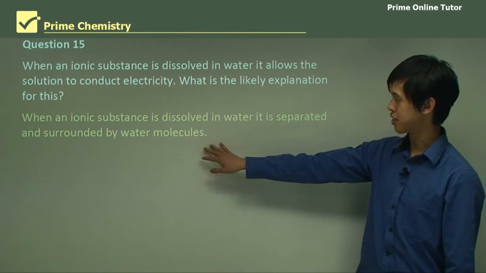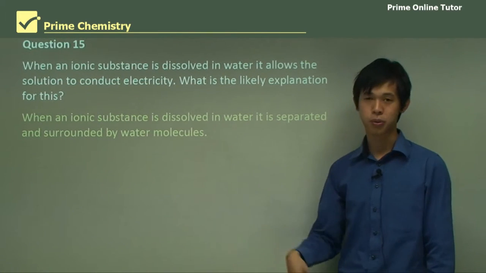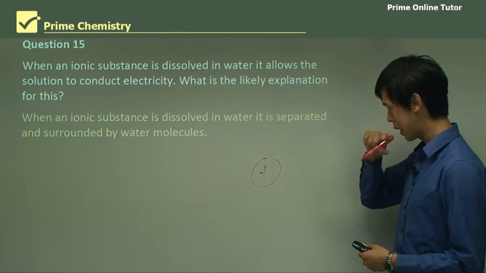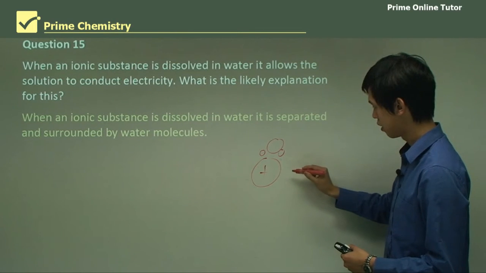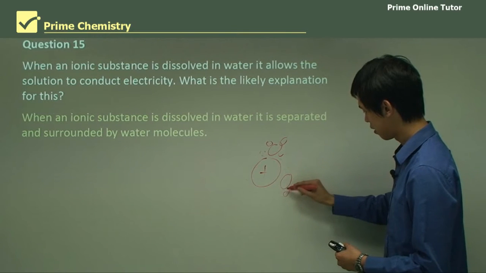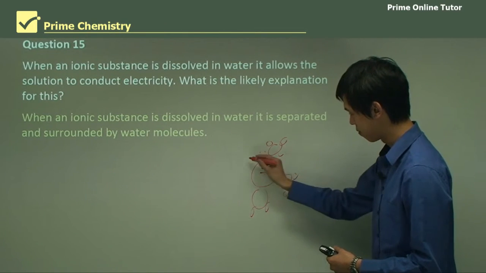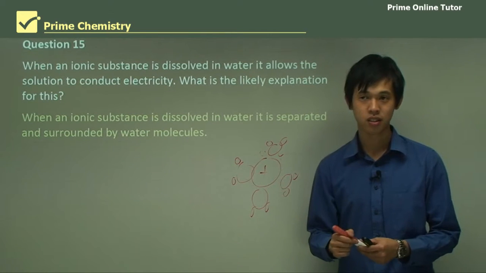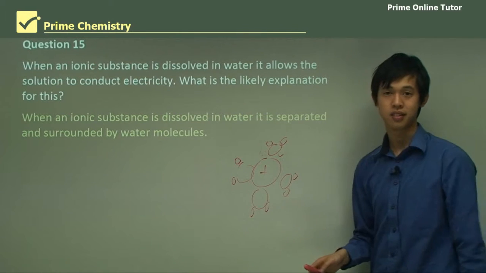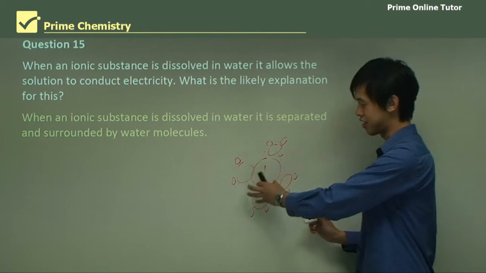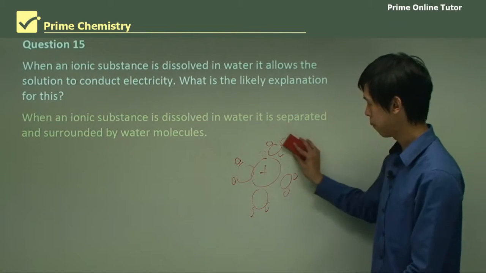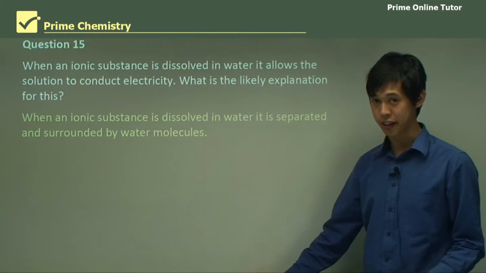So when an ionic substance is dissolved in water, it is separated and surrounded by water molecules. So if we had a positive ion here, that's the other way around, sorry. What would happen is that these little Mickey Mouse water molecules would surround the positive ion and actually keep it separated from the negative ions. Okay? So now essentially, this unit here is free to move by itself. Okay? Now keep that in mind, that it's free to move.